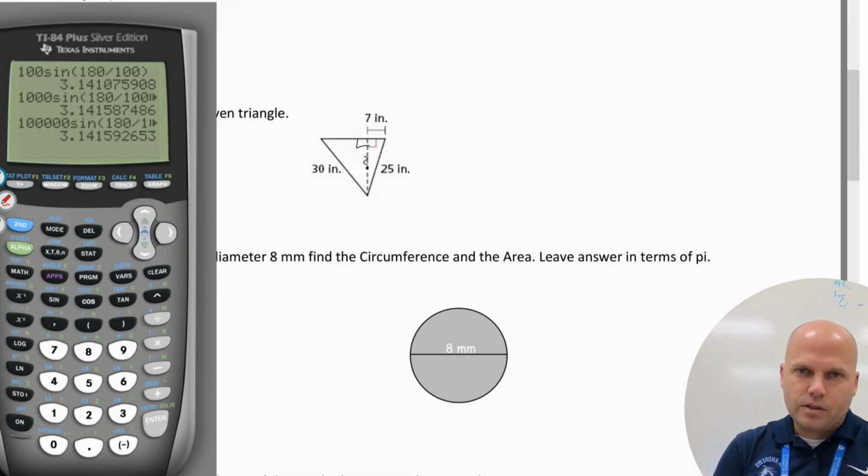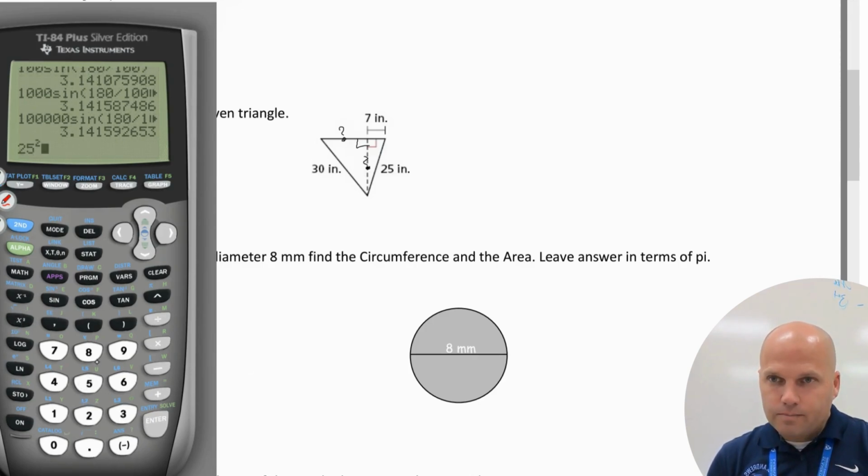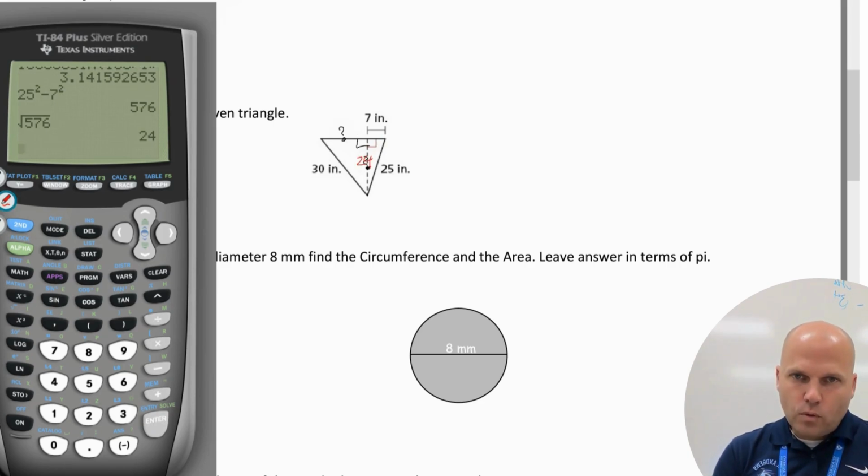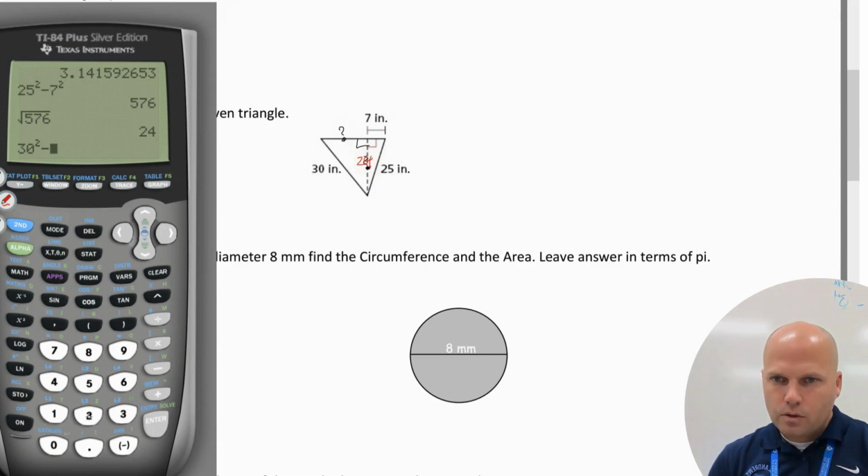I'm going to find this length here. Once I find this length here, I'll find that length there. I'm going to use the Pythagorean theorem to figure that out. Look at that. So this is 24. Then I'll have 30 squared minus 24 squared.